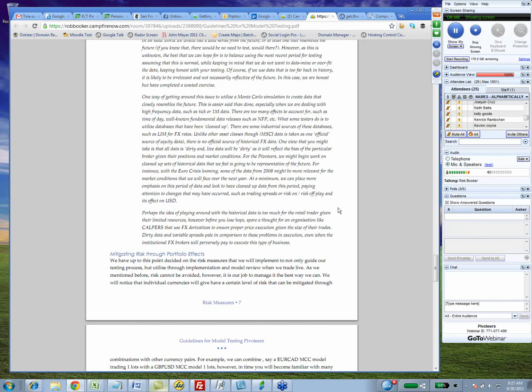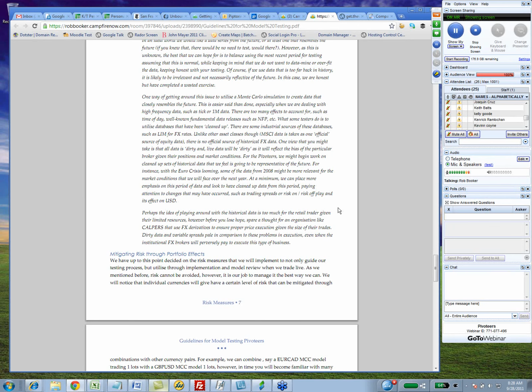And what some testers do is to utilize databases that have been cleaned up. There are some industrial sources of these databases, such as LIM for FX rates. Unlike other asset classes, though, the MSCI data is taken as one official source of equity data. There's no official source of historical FX data. Keep that in mind. Your testing might look different from someone else's testing because the data you're operating from is a little bit different because every broker is creating its own price feed. One view that you might take is that all data is dirty and live data will be dirty as it will reflect the bias of the particular broker given their positions and market conditions.